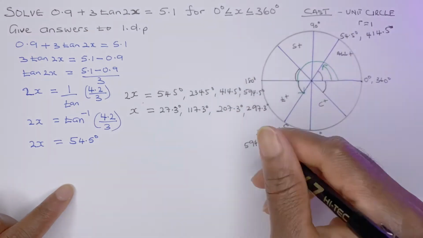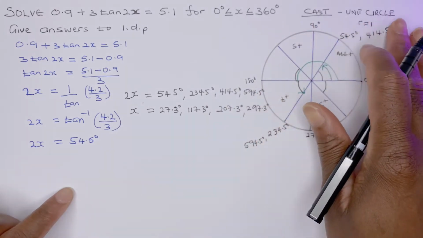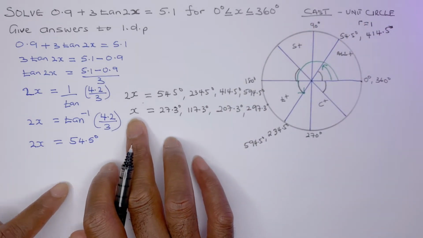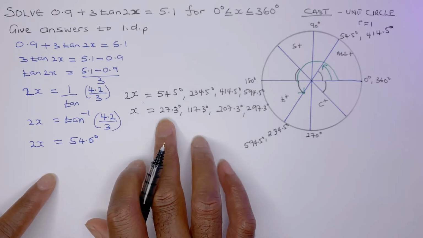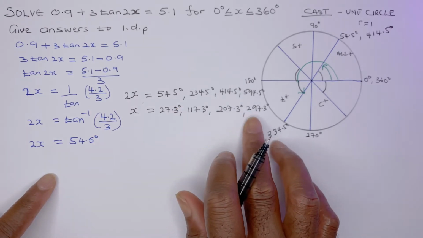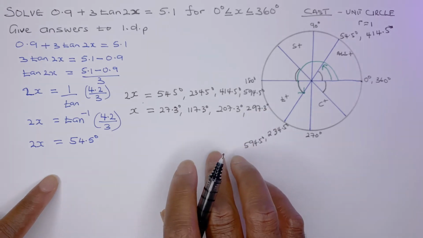So that's done using the CAST unit circle. The x values, because we're solving for x, are 27.3 degrees, 117.3 degrees, 207.3 degrees and 297.3 degrees.